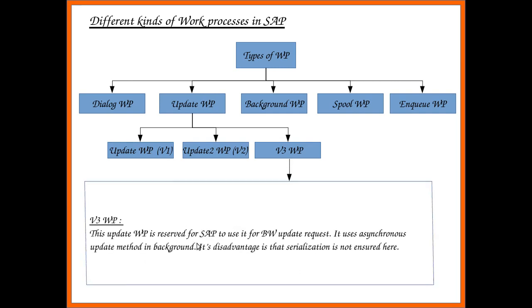V3 is totally reserved for SAP. It is used for BW database update requests. It is an asynchronous method which is executed in the background. The main disadvantage of V3 is that it does not ensure serialization.